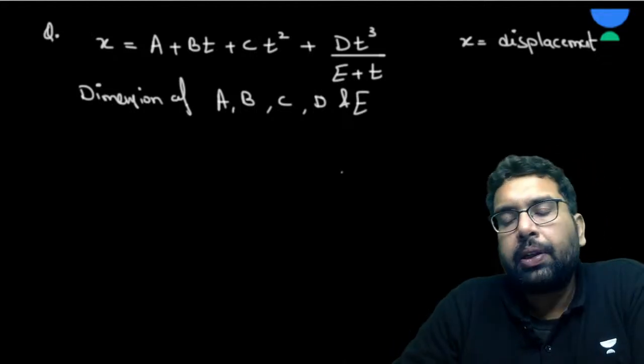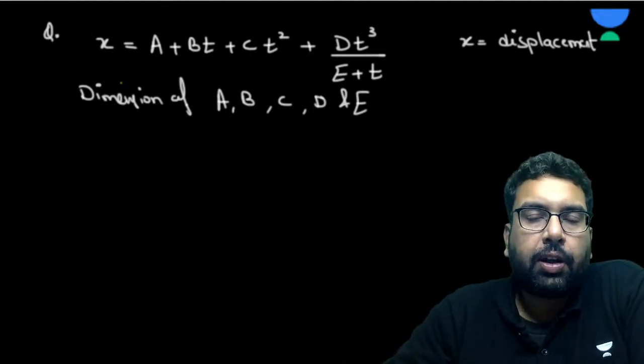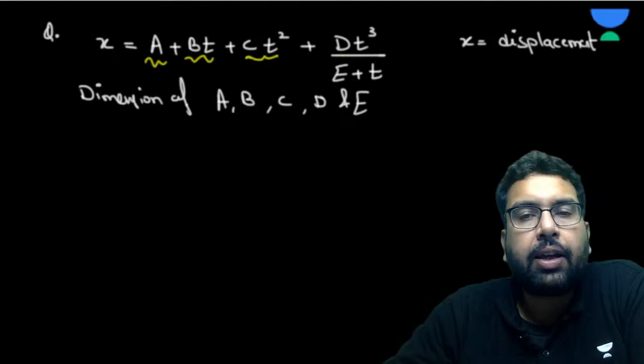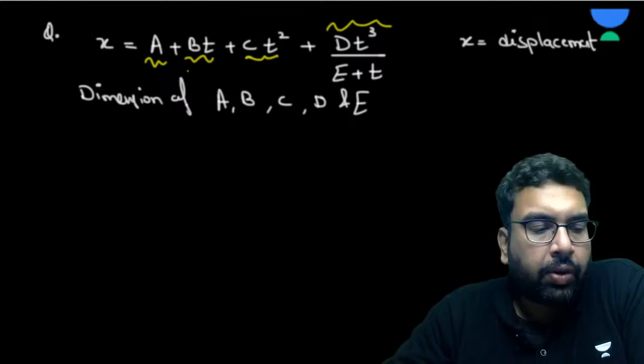So see, very simple. Each of these terms, and when we say a term, it is the whole thing that is separated by the sign of addition or subtraction. This is one whole thing.